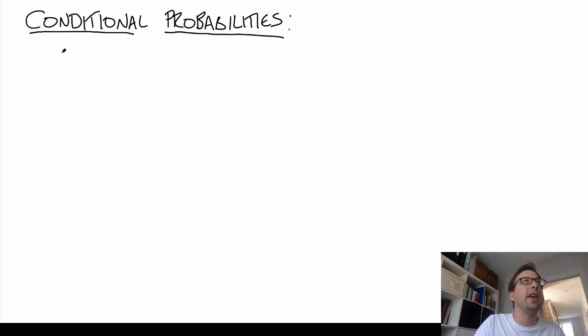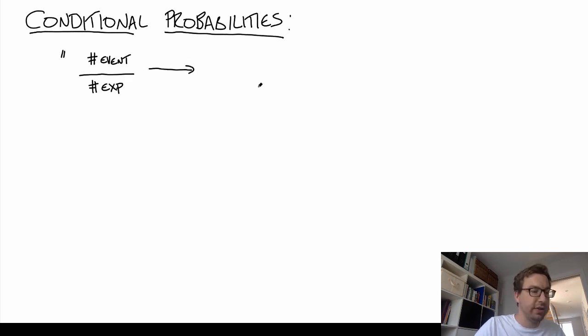Remember that we had in our mind that if we did an experiment, we looked at the number of experiments that we'd done, and then we divided the number of times an event had occurred by it, and we did that for a lot of experiments, they should get closer and closer to some number, and that number was the probability of the event.